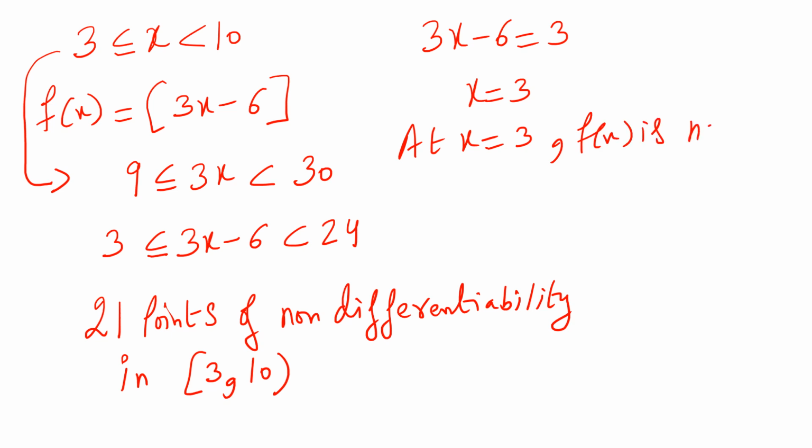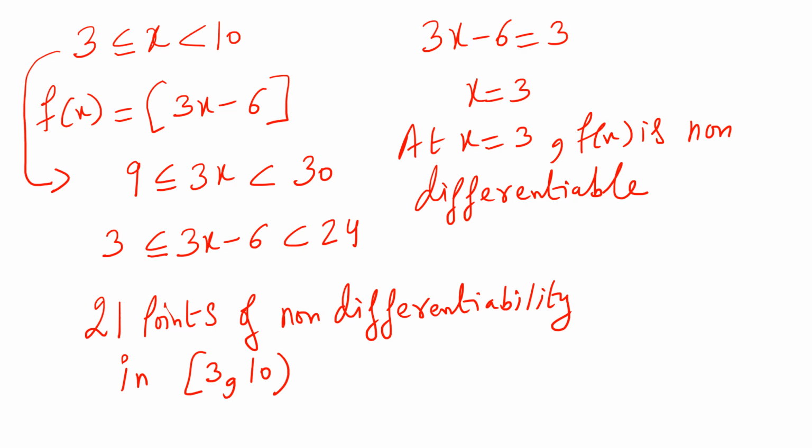You can also check non-differentiability at x equal to 3 in this way: when x is greater than 2 and less than 3, then the value of f(x) we found was equal to 2. And at x equal to 3, the value of f(x) becomes equal to 3. So that means both the values are different. Hence, the function f(x) becomes discontinuous at x equal to 3. So clearly, it is non-differentiable at x equal to 3.